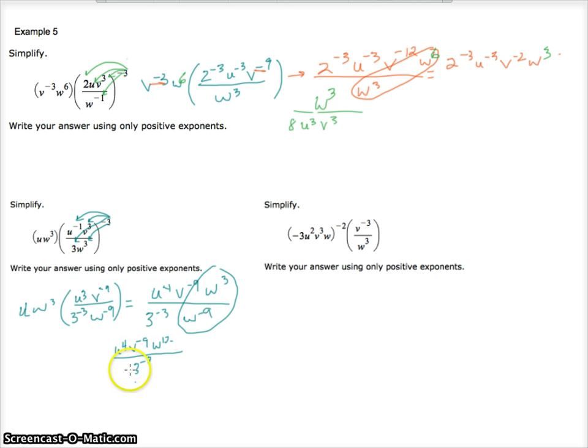Alright, so now I've got my negative powers. I can switch those around. The 3 to the -3 is going to pop up top because I can't have negative exponents. If they're negative exponents in the denominator, they go up to the numerator, and the v to the negative 9 switches. So we'll have 3 to the negative 3 power, which is actually 27, u to the 4th, w to the 12th, all over v to the 9th.